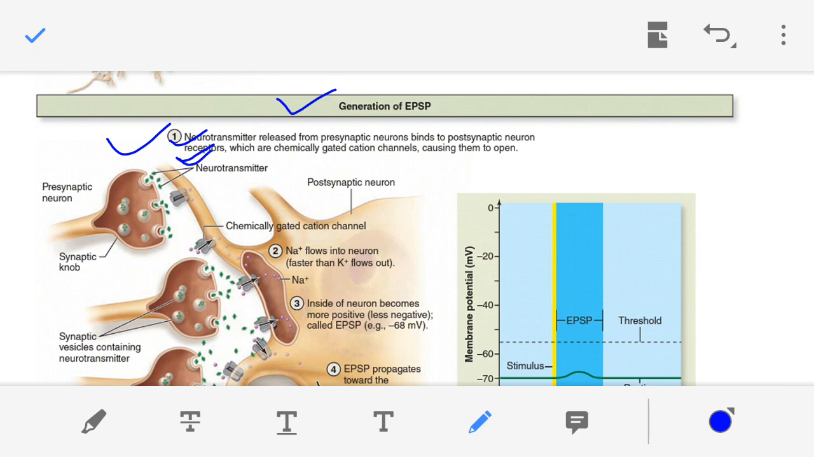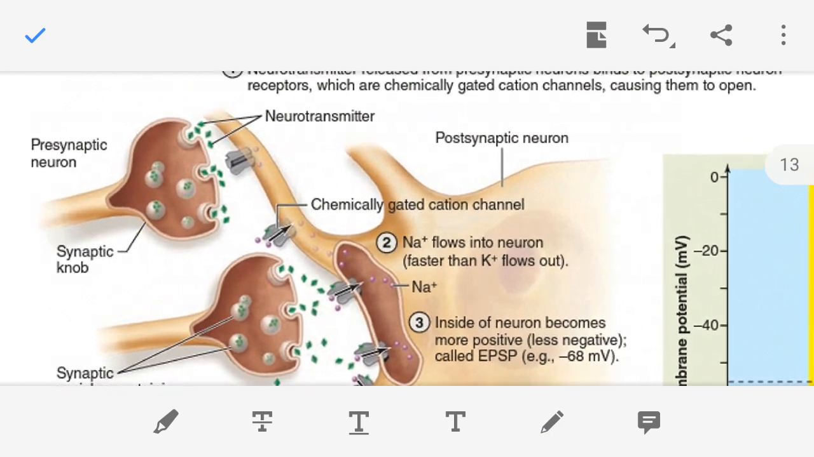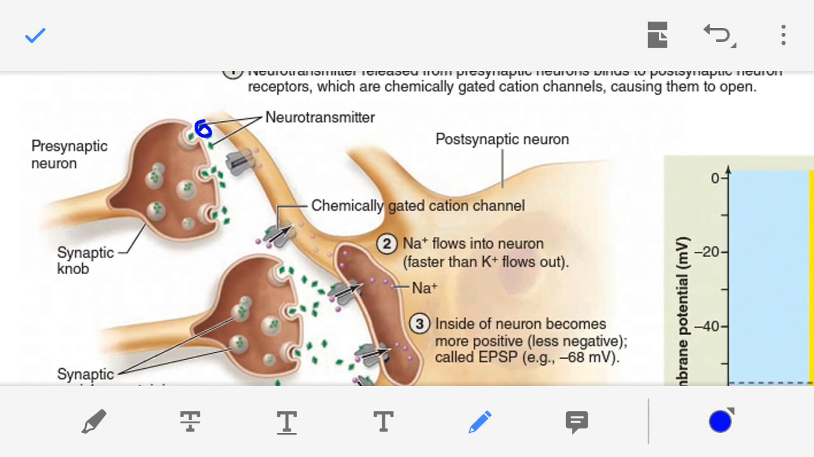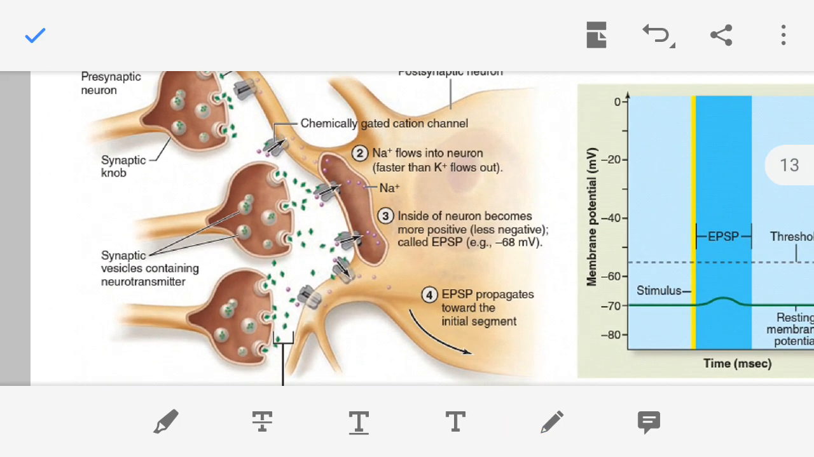this receptor is present on the surface of a chemical gated cation channel. Okay, and now as the neurotransmitter joins with the receptor, this chemical gated cation channel is open now. So here, as you can see with the green color, they have shown the neurotransmitter joins with the receptor, and this chemical gated cation channel is open.